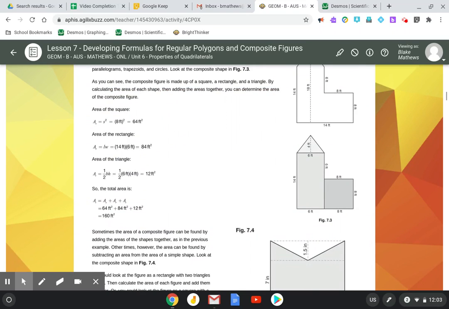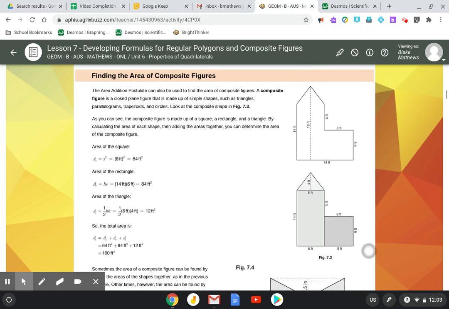Now, the last thing in this unit is composite figures. I'm going to walk through their example right here of how composite figures work. A composite figure is a shape made up of other shapes. To find the area of them, you need to chop it up into pieces that you know how to find the area of, and then add those pieces together.